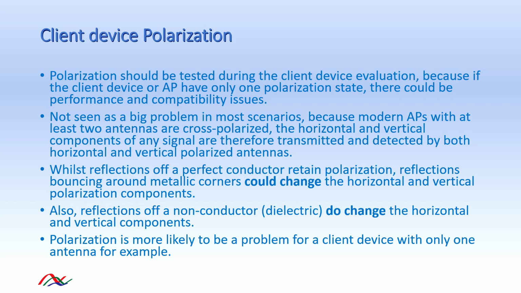Now, if you have a device that has only one polarization state, then you need to understand how polarization changes may affect it. Whilst reflections of a perfect conductor, such as metal, retain the polarization state, reflections bouncing around metallic corners could actually change it. Also, reflections off any non-conducting, non-metallic material, such as a concrete floor or a plaster wall, would change the horizontal and vertical components. Now, polarization is most likely to be a problem for a client with only one antenna, because it's most likely to have only one polarization state. But it's best to check all devices just in case.